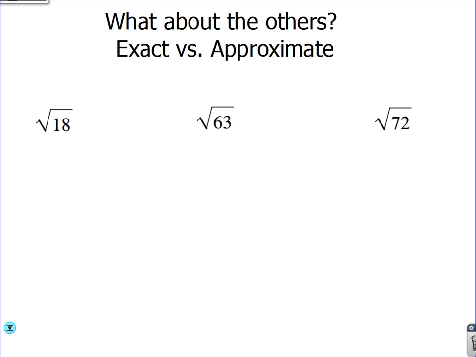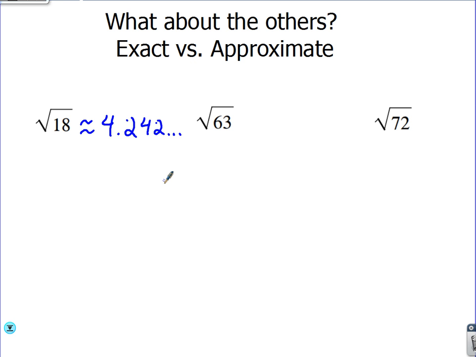But what about these? Let's talk about exact versus approximate. If you type the square root of 18 into your calculator, because we need to know what multiplies times itself to give me 18, you get 4 point, somebody type it, and give me 3 decimal places. 2, 4, 2. So it's 4.242, dot, dot, dot. Let me explain something about that.